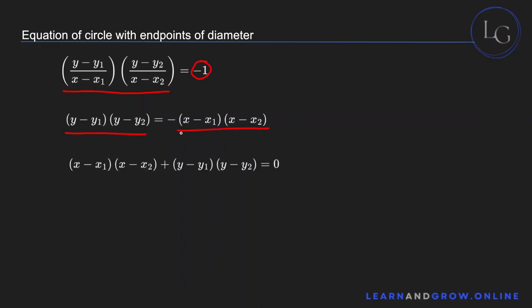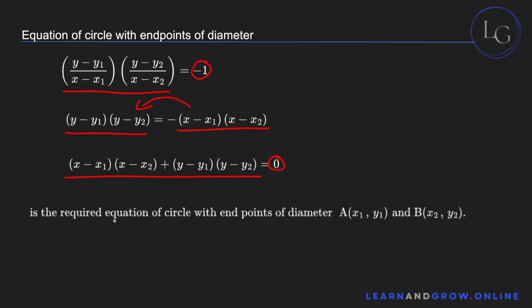Now you take what's on the right hand side to the left hand side, so this becomes this on the left hand side, and you're just left with a 0 on the right hand side. And this is the required equation of the circle with the endpoints of diameter A and B.